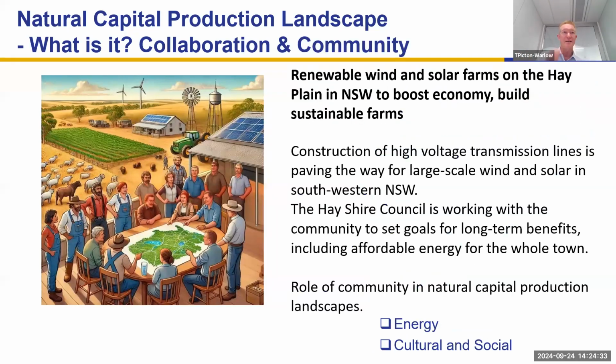So then, as I mentioned, Rachel gave us this example, which is really very related to what I've just been discussing, with the Hay Plain in New South Wales. They've basically got together, and as my very poor AI diagram has shown, but it's a similar concept, they've gathered around as a community and said, right, let's work something out. The Hay Shire Council's working with the community to set the goals for long-term benefits, affordable energy for the whole town. There's a whole ABC report on this, which you can have a look at.